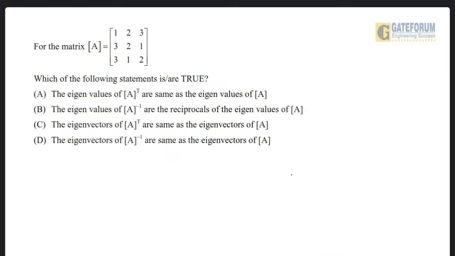The question is, for the matrix A, a 3 by 3 matrix, 1, 2, 3, 3, 2, 1, 3, 1, 2, which of the following statements is/are true? This is from engineering mathematics, from the topic linear algebra, subtopic eigenvalues, eigenvectors, properties. The solution is, so this is the key point.